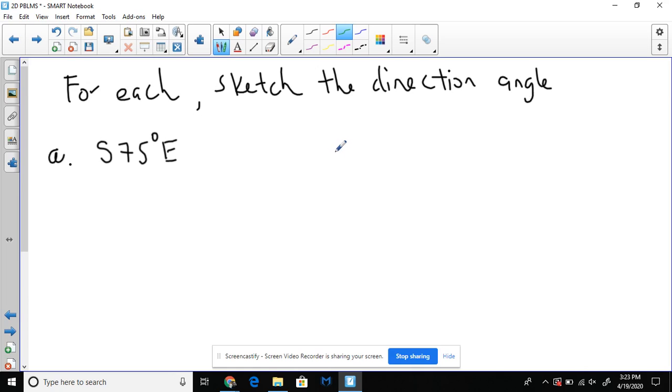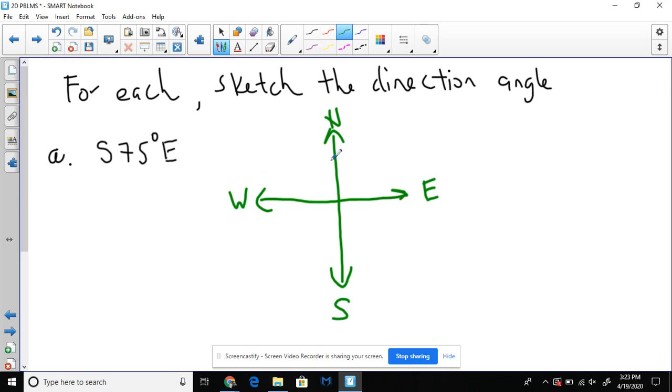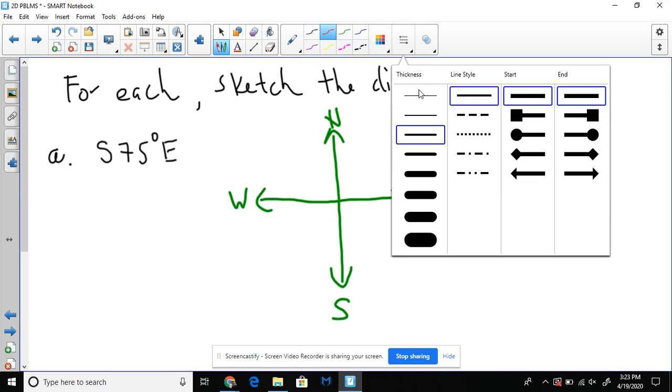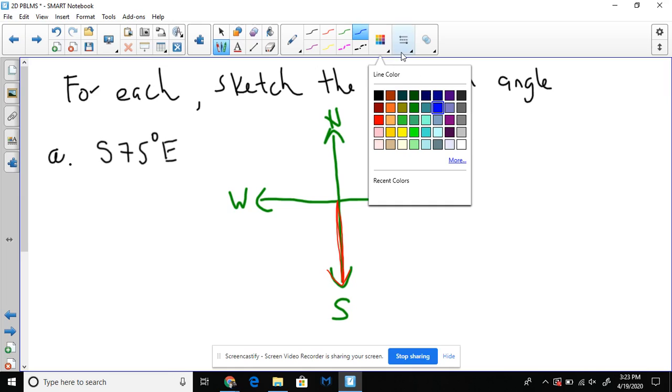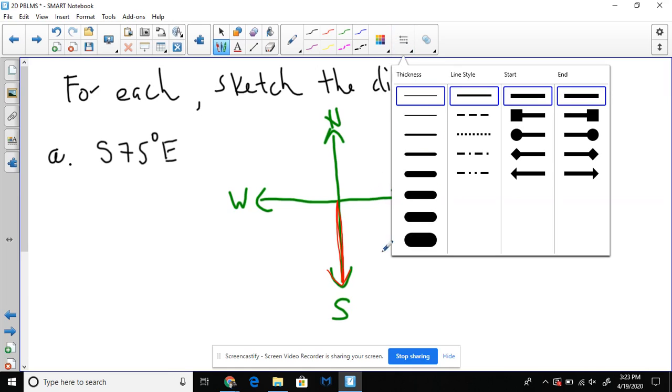So again, I want to sketch the direction angle of something that is south 75 degrees east. For these ones, we want to draw ourselves our compass rose. So north is up, south is down, east and west. Which way is south? South is this way. Now, which direction is going to be 75 degrees east? Well, east is this way.